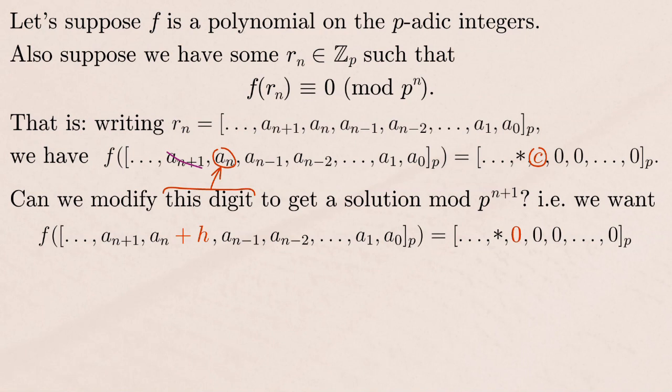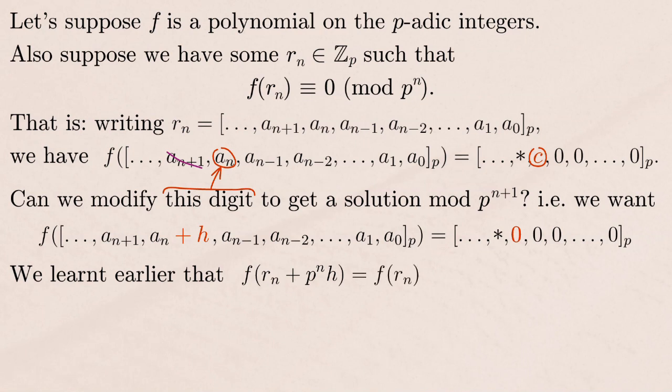Well, let's try it. We're going to take Rn, and we're going to add on h in the nth digit. So we learned earlier that if we do this, we take Rn plus p to the nh, and then we apply f to it. Then we get f of Rn plus some linear error term, plus some quadratic and higher error terms. Okay, this linear error term is the derivative, f prime of Rn, times p to the nh. And the rest, a multiple of p to the nh all squared, is going to be 0 mod p to the n+1 anyway, so I don't really care about that at this stage.